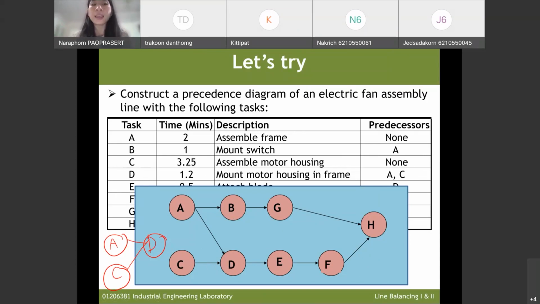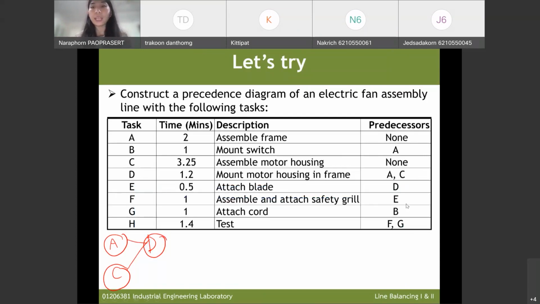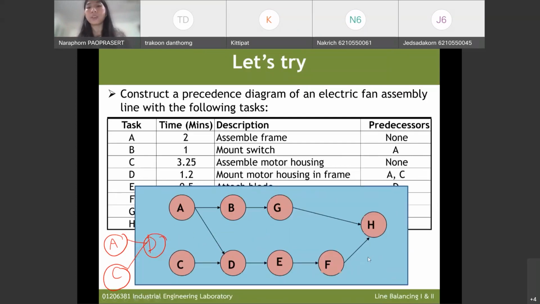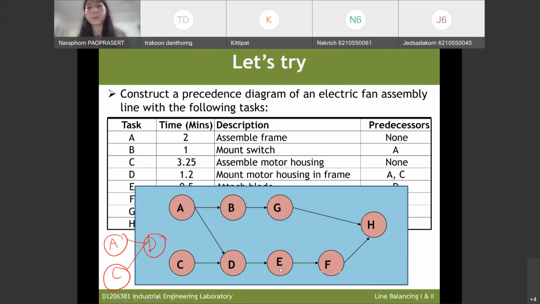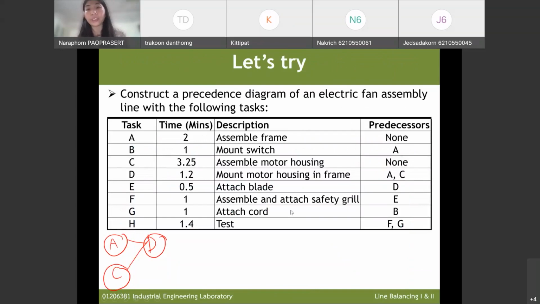Okay. And then G is waiting for B. So G has a predecessor of B. So you have this picture here that G is waiting for B. Again, E is waiting for D. So just keep going. E after D, F after E, and H is waiting for both G and F. So from here, you can see that H is waiting for both F and G.